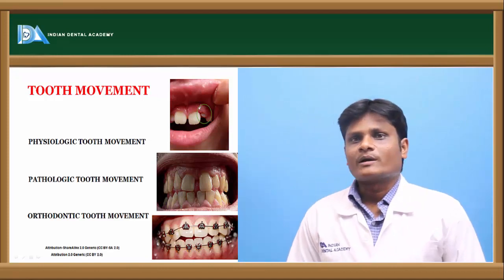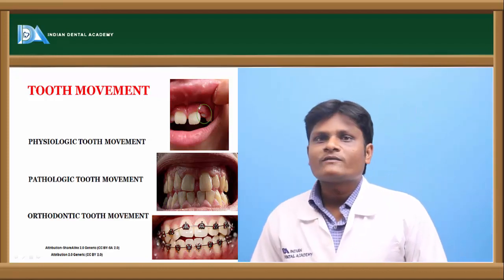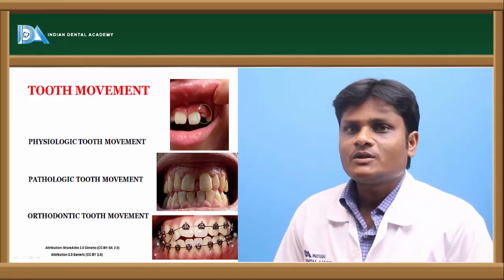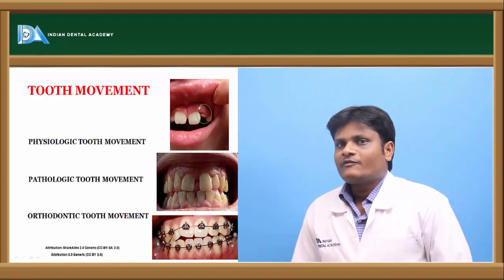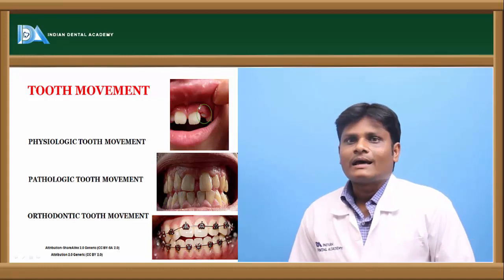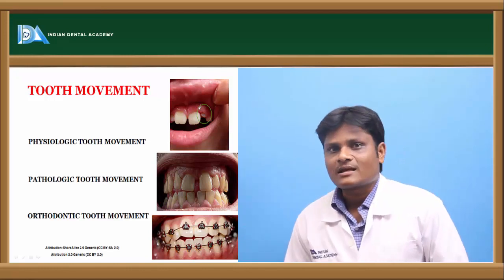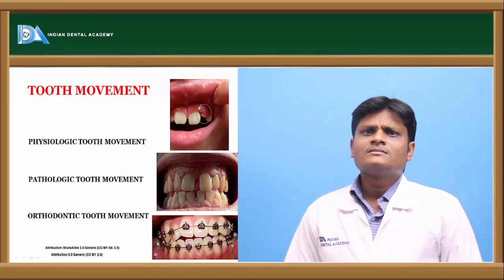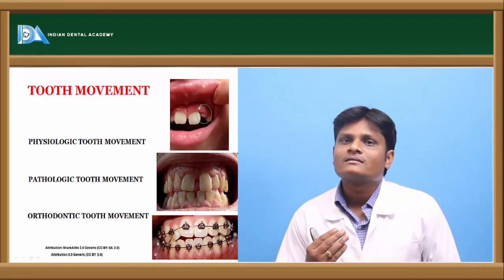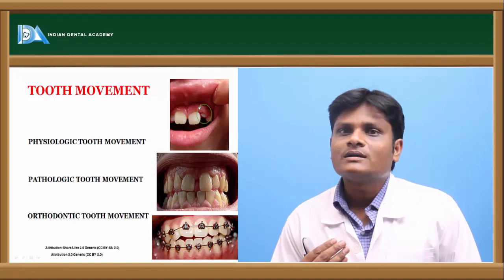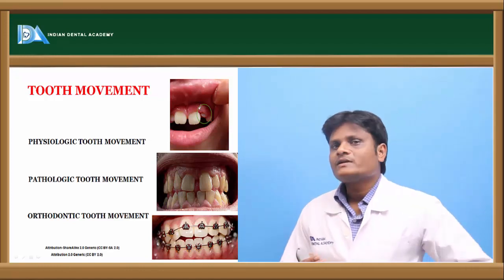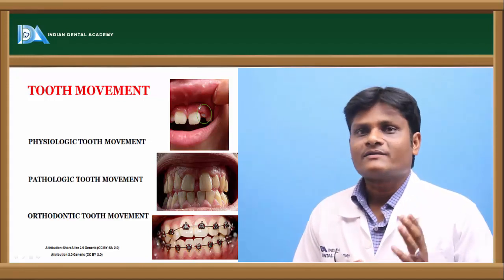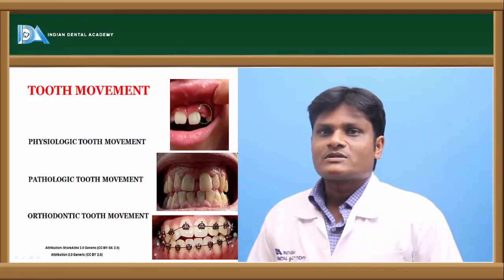What is a pathologic tooth movement? It's nothing but movement of the tooth as a response to pathology. For example, if a person has deleterious oral habits like tongue thrusting or thumb sucking, or any periodontal pathology, then the teeth will start migrating in the oral cavity. That means the teeth will tend to move in response to these deleterious forces. This is the effect of pathology, and this type of tooth movement is called pathological tooth movement.